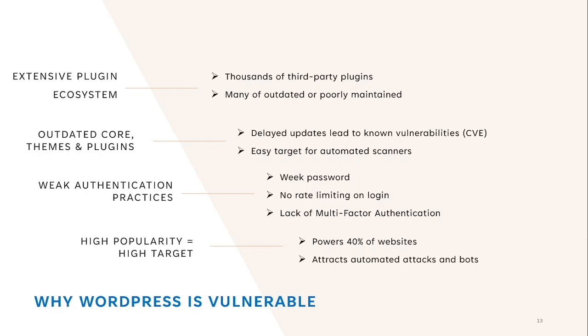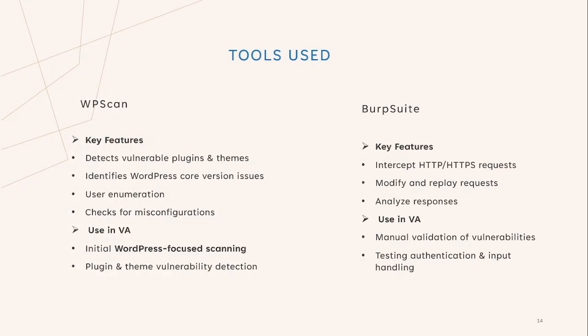And next, high popularity equals high target. Among all the websites worldwide, up to 40% are running on WordPress. Of the total number of CMS websites, WordPress dominates with 40%. And automated attacks and botnets. It attracts automated attacks and bots, so it can be easily compromised by attackers. Tools used. Now let's see the tools used in our WordPress assessment.